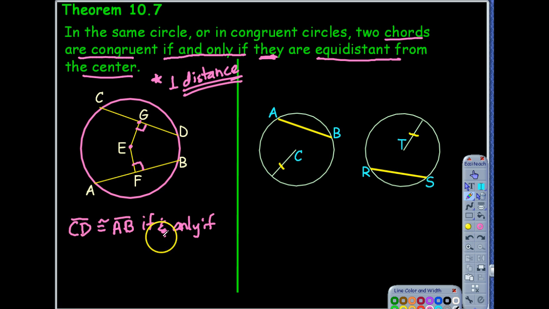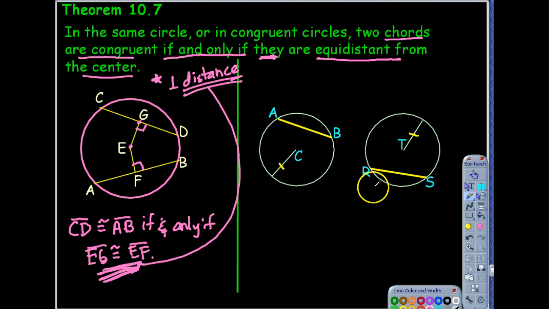So if and only if, in this case, segment EG is congruent to segment EF. And again, that's only because these are perpendicular distances. I want to just remind you of that. Over here, a similar idea, congruent circles. We have two chords, so it would be segment AB is congruent to, say, segment RS. That's what you're either given or trying to decide. If and only if.